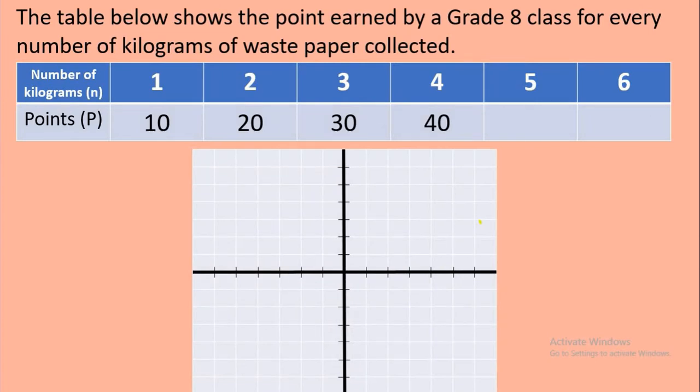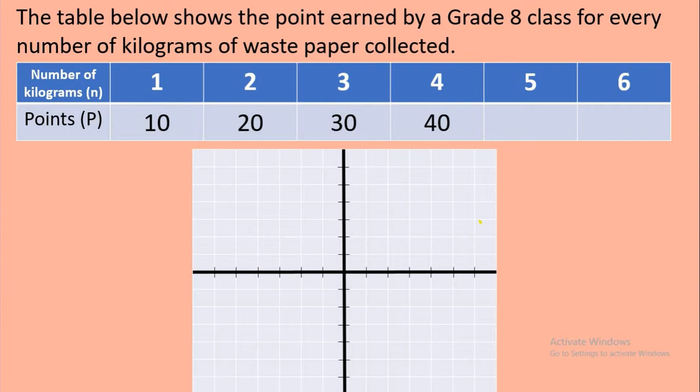Next, dito naman, the table below shows the points earned by grade A class for every number of kilograms of waste paper collected. Dito pag-aaralan natin, paano mo ba makikita kaagad kung ang table mo or graph ay direct variation. Okay? So, dito sa problem na ito, ang sabi, yung points daw ng mga grade 8 ay nakadepende kung ilang kilogram daw na waste paper ang kanilang makokolekt.